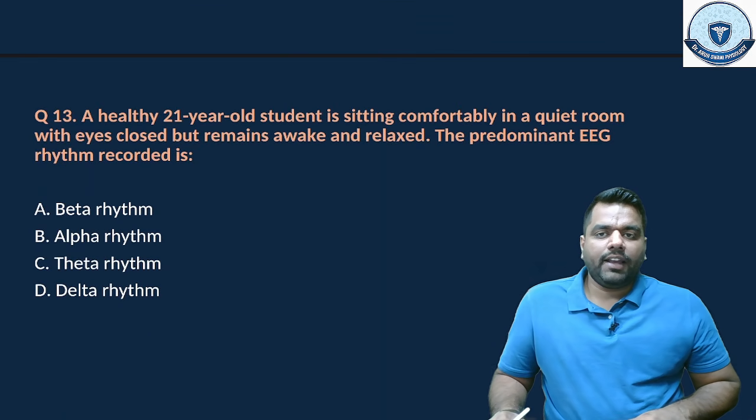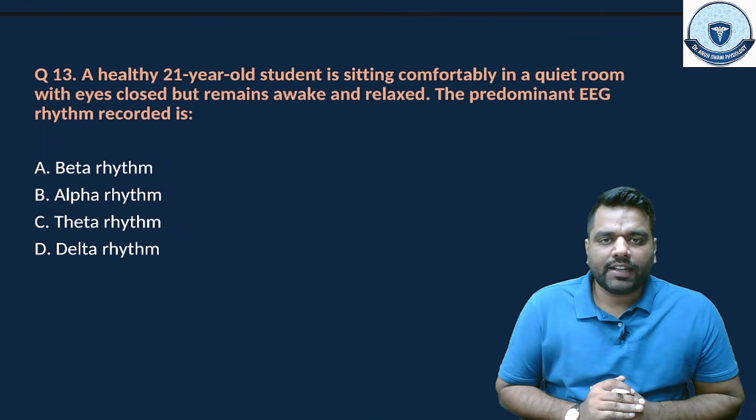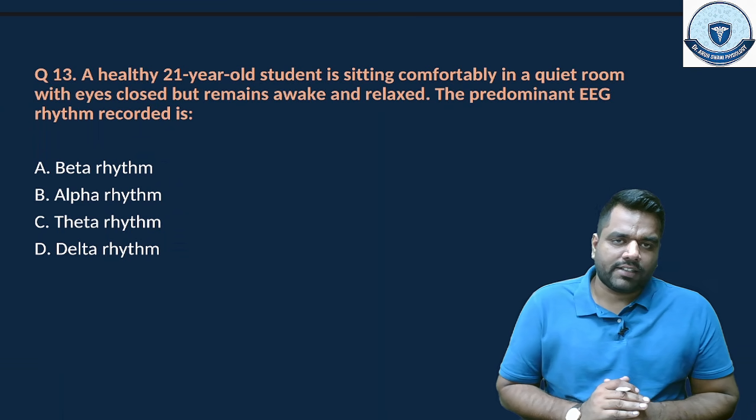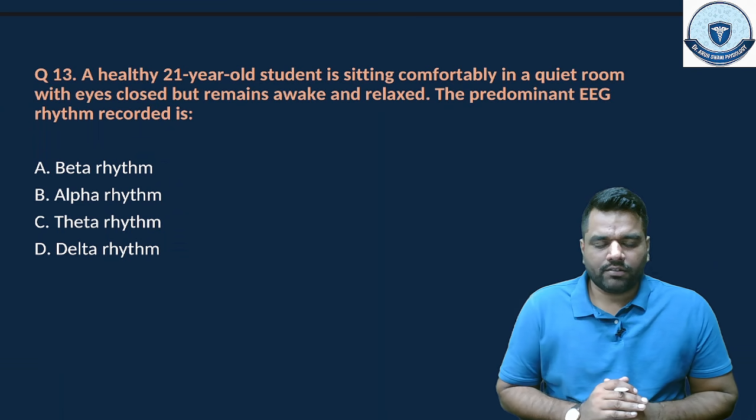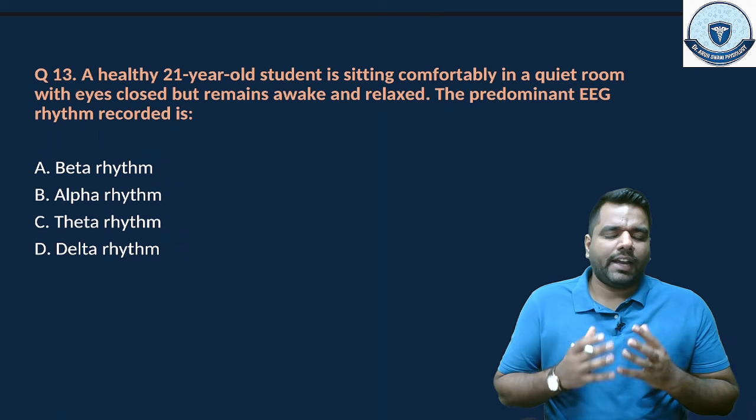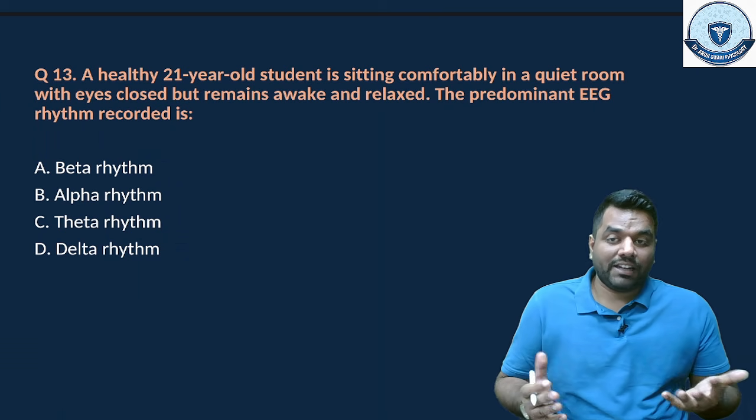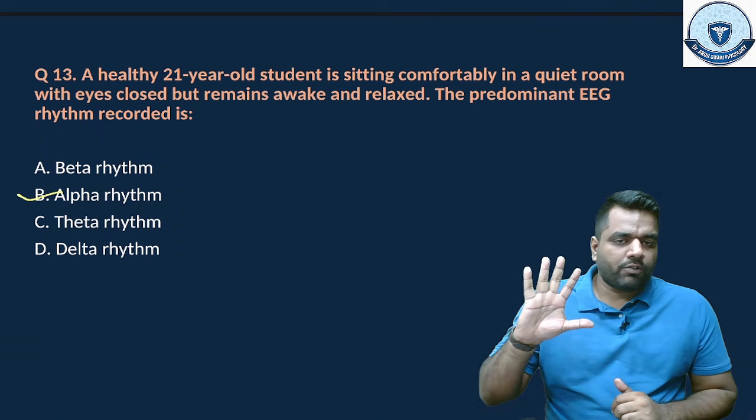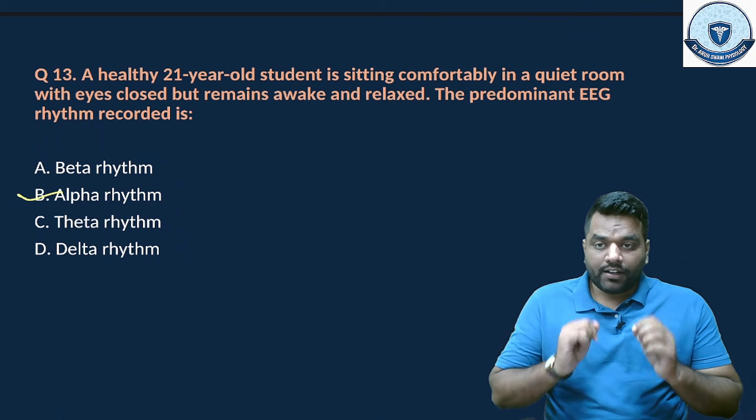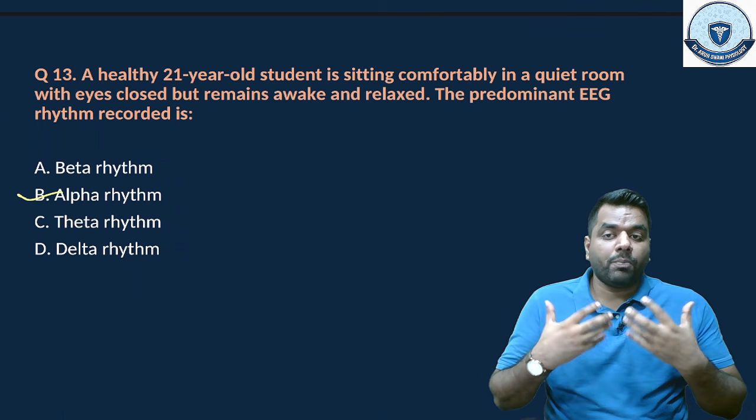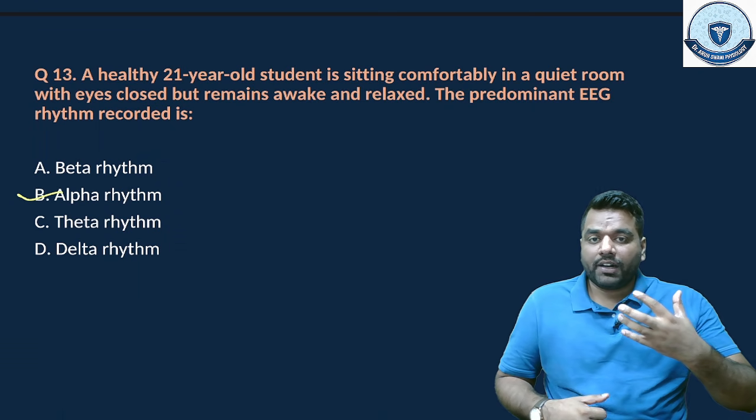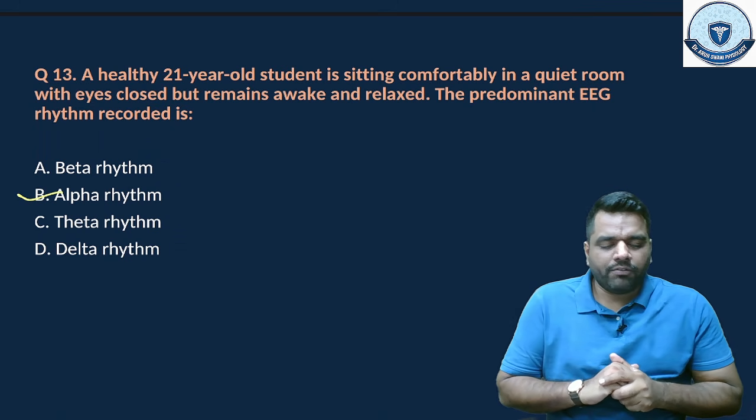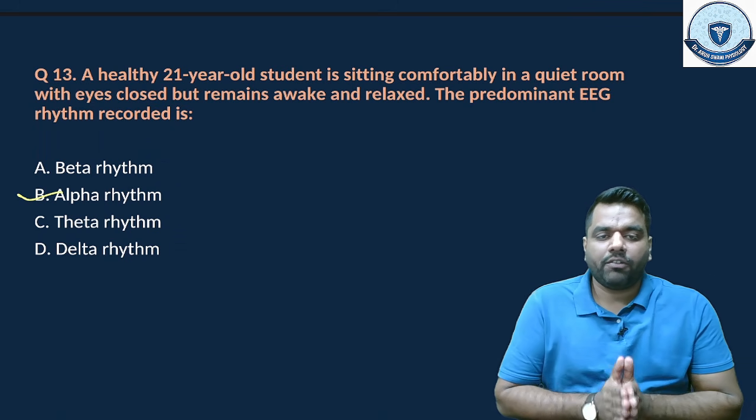Coming to the next: a healthy 21-year-old student is sitting comfortably in a quiet room with eyes closed but remains awake and relaxed. The predominant EEG rhythm is recorded. So the question is quite easy. Eyes closed but awake, this is your alpha wave. So option B. Please remember, in EEG there are a total of 5 waves. Number 1: when you are awake with open eyes, if I put an electrode over here, the wave I will see on the EEG is called the beta wave.